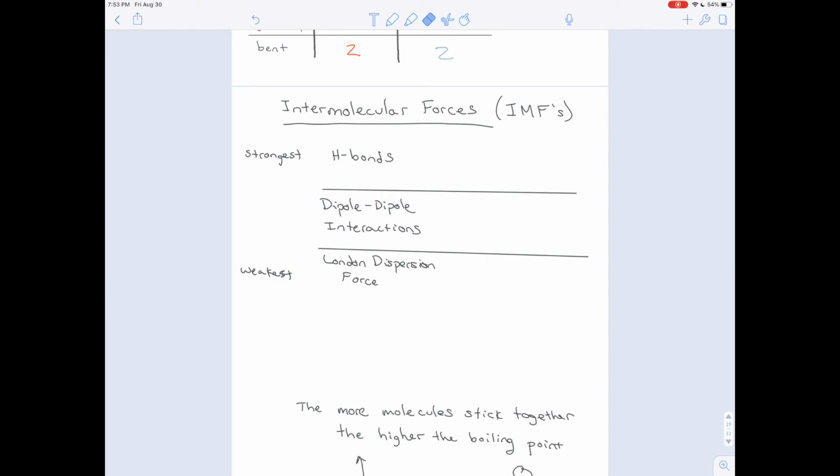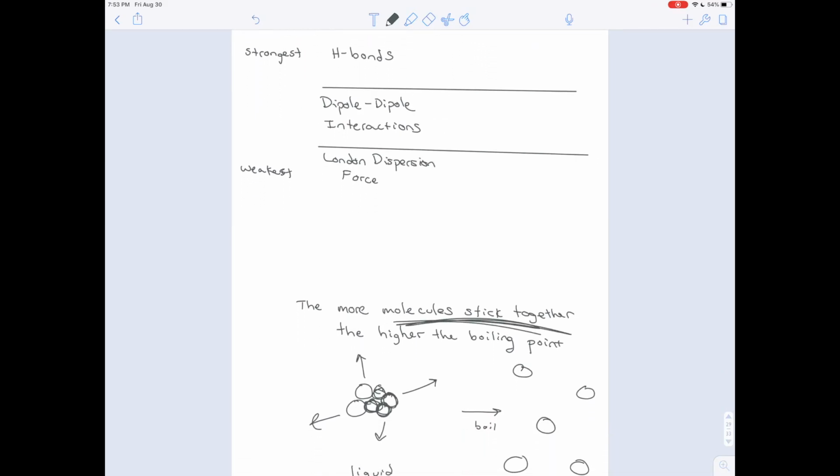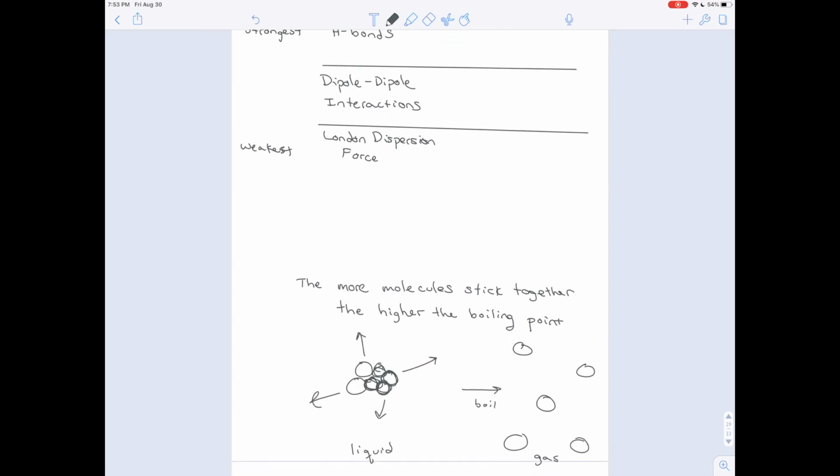So these are your three categories that you want to look at. These are the things that are going to tell you how much molecules are sticking together, and so how high their boiling points will be. So what are these, and how do you know if you have them?